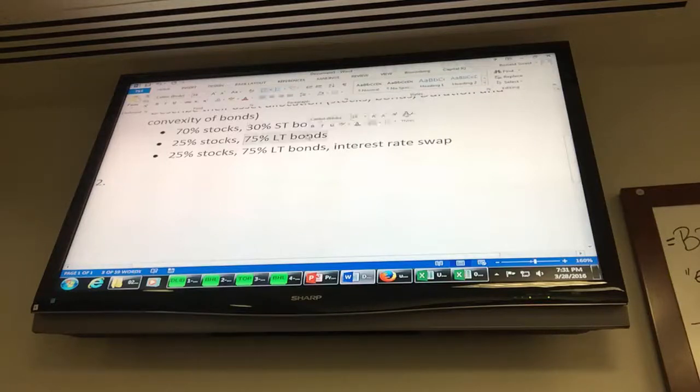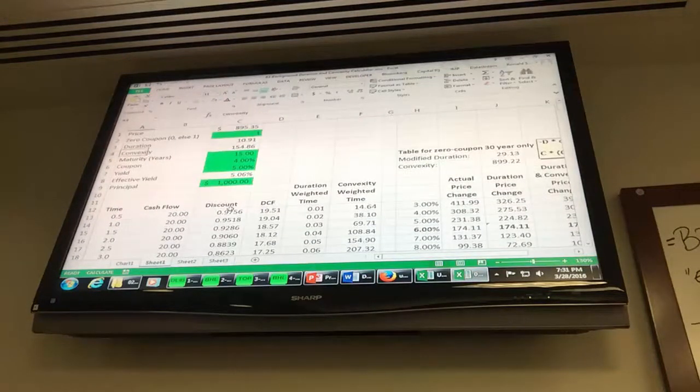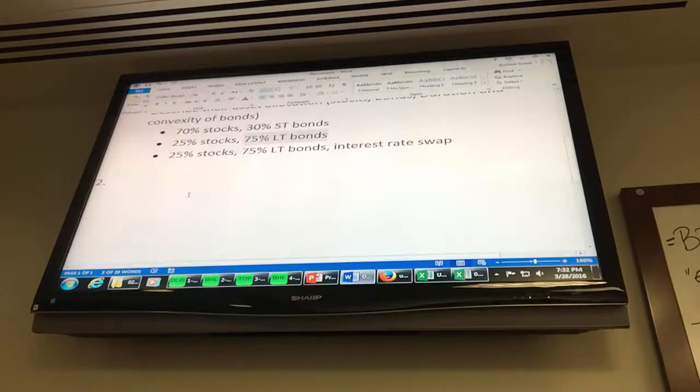Now here, you have a whole lot more. What's your duration of long-term bonds? Again, you can use this spreadsheet. A long-term bond is what? Has a maturity, say, of 15 years. You can look at this and see what your duration is. We're going to ignore convexity for right now. All right. The next thing you need to do is you need to create an interest rate swap.